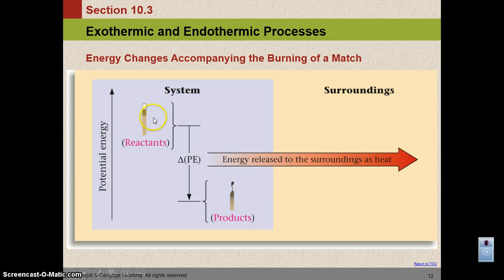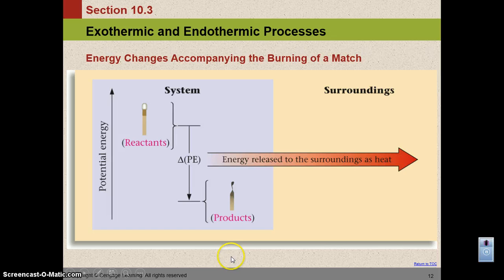Once we strike the match and the match is burned, the potential energy in the match is given off as kinetic energy, and it's released as heat to the surroundings. And when we get finished, our product is the match that's already burned up, and we can't get that back in this case. So our reactant has a higher potential energy than the products.